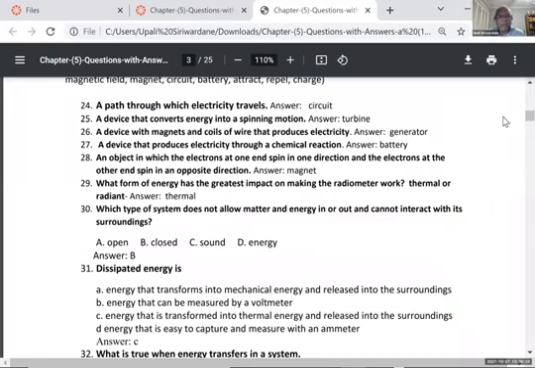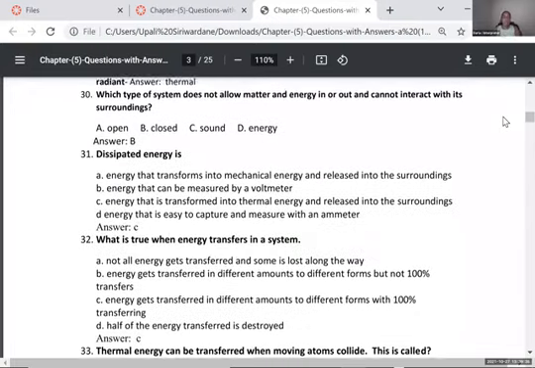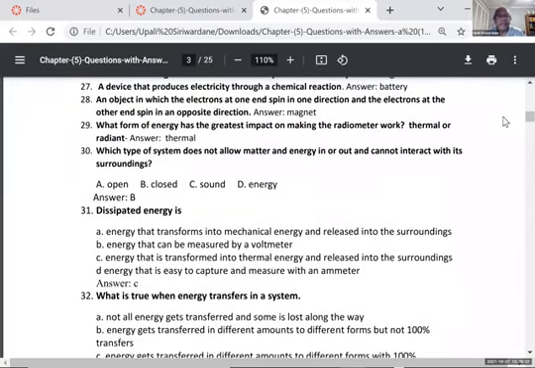Thermal or radiant energy? Answer: thermal. Thermal energy is the one that... radiometer, that energy of radiation measuring devices. Which type of system does not allow matter or energy to come in and out and cannot interact with the surroundings?